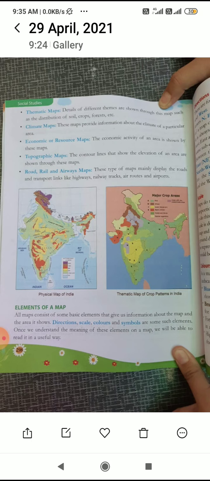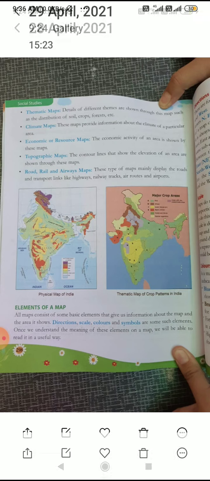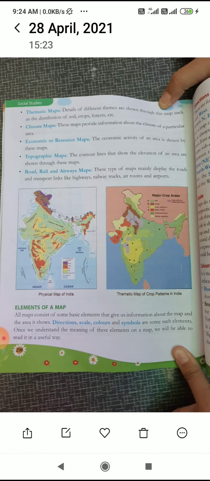Next is elements of a map. All maps consist of some basic elements that give us information about the map and the area it shows. Direction, scale, color, symbols are some such elements. Once we understand the meaning of these elements on a map, we will be able to read it in a useful way.